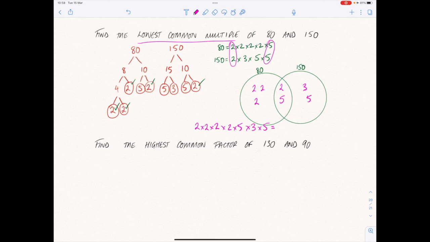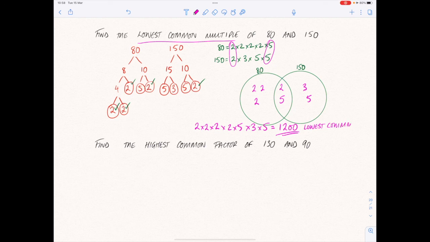Now, you can use a calculator if it gives you quite a long number. It could be that the numbers are quite nice and it comes up in a paper one. You don't need to use a calculator, but I'm going to quickly do it now. So 2 times 2 times 2 times 2 times 5 times 3 times 5 ends up giving me 1,200. So that is my lowest common multiple.